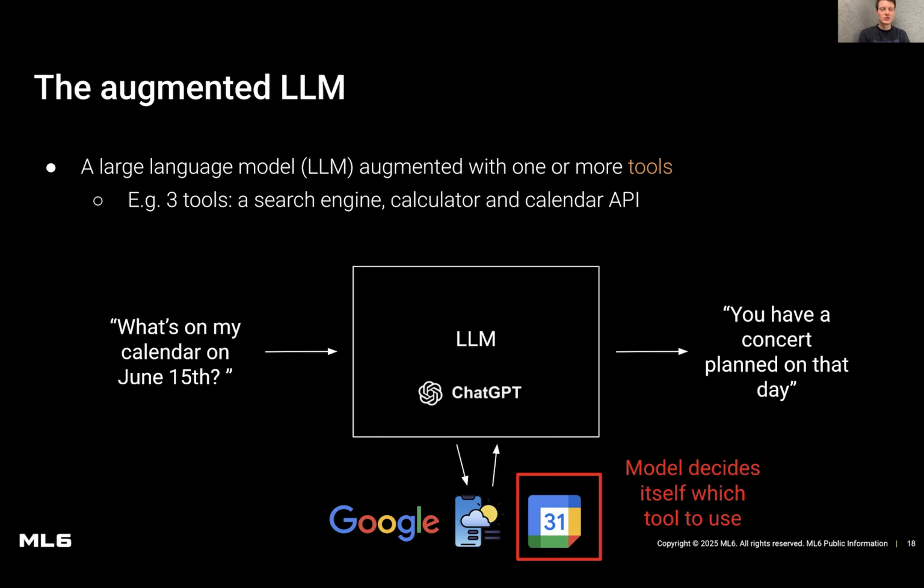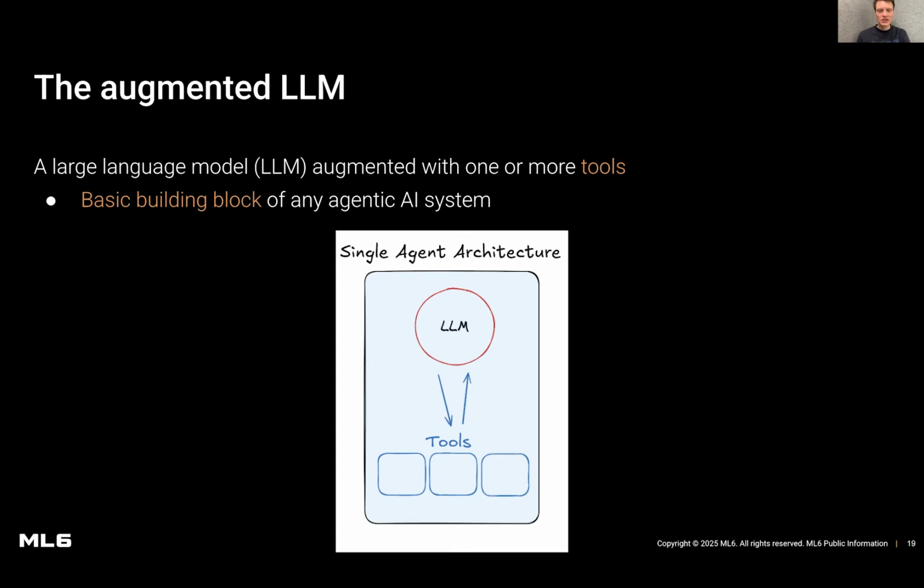So in this case, it knows, based on this type of question, I don't need Google Search or the calculator. I can just use the calendar API to fetch the information from that and, for example, then respond that you have a concert planned on that day. And so this is a bit how these augmented LLMs work. They are what you could say the basic building block of any kind of agentic AI system. Any kind of agent is definitely an LLM that has been equipped with one or more tools.